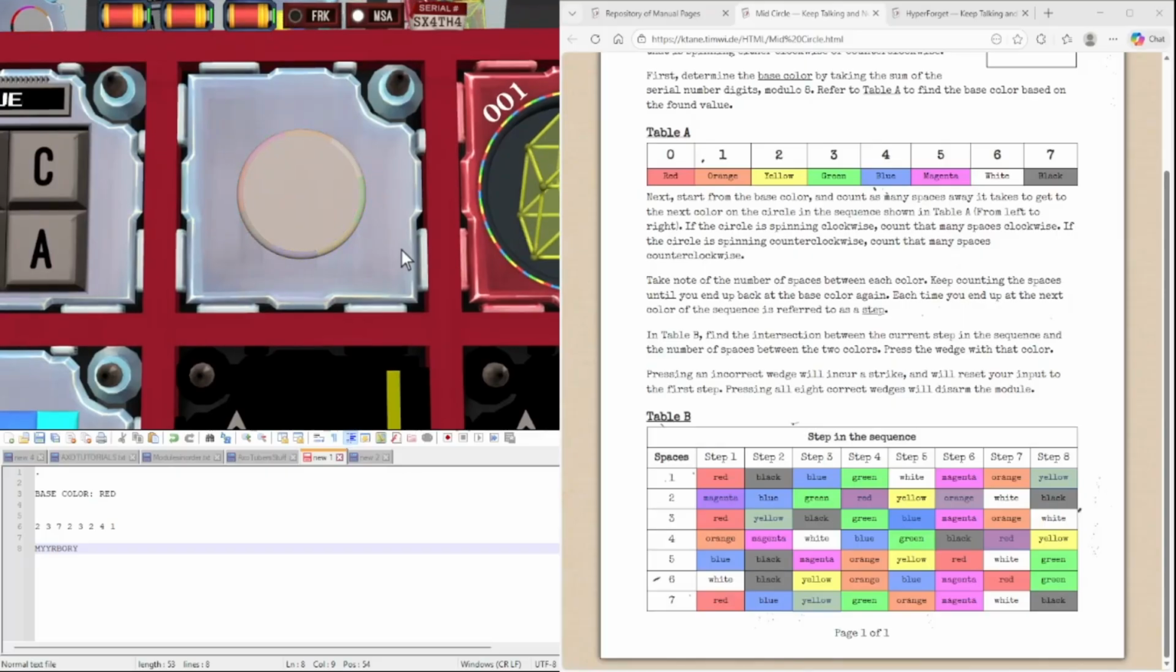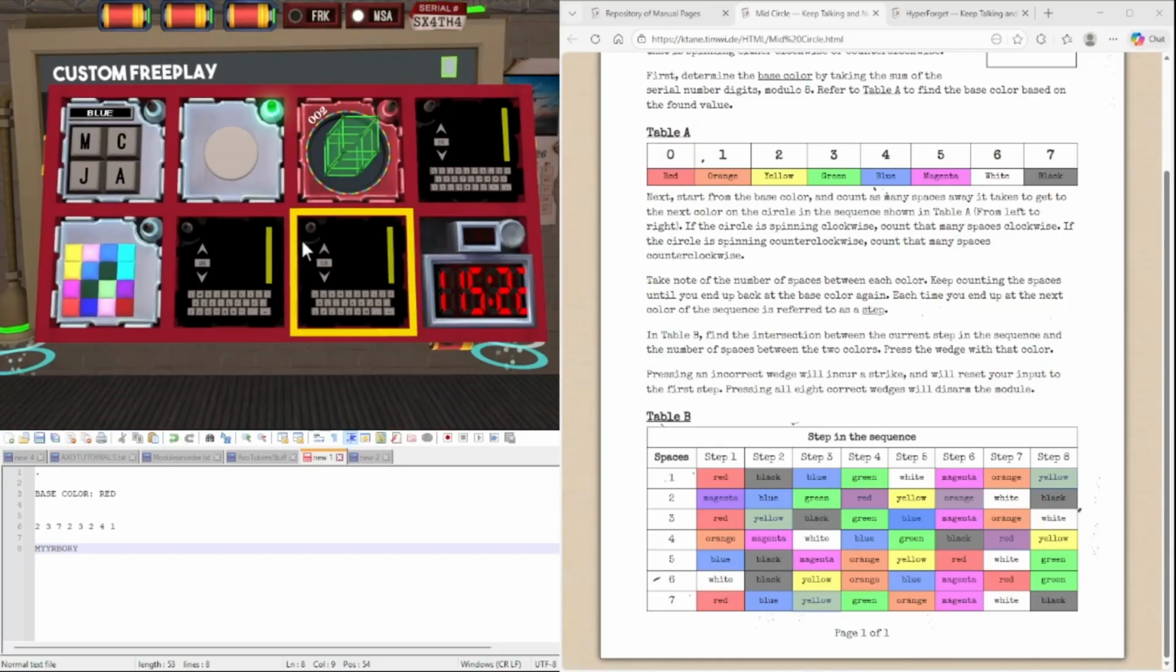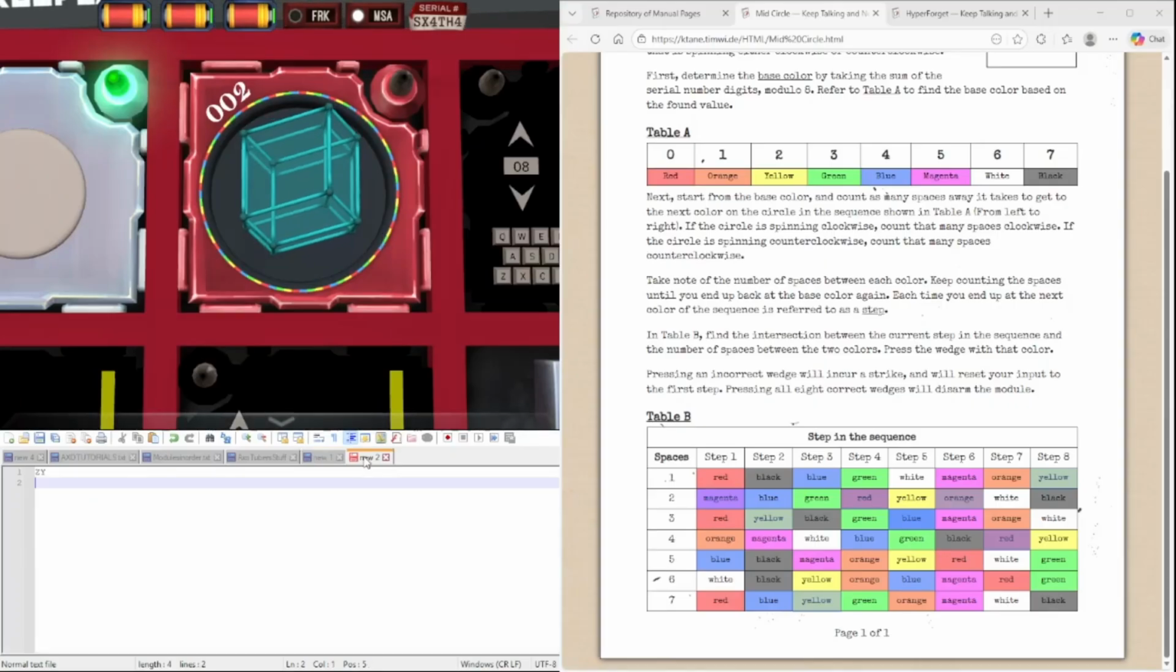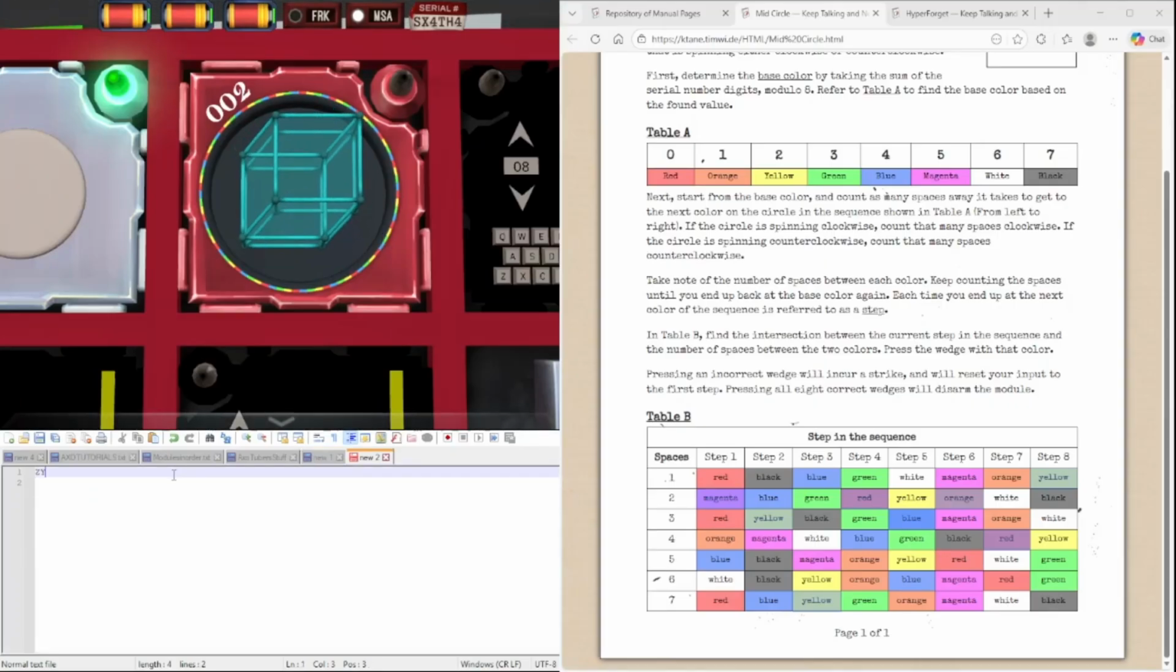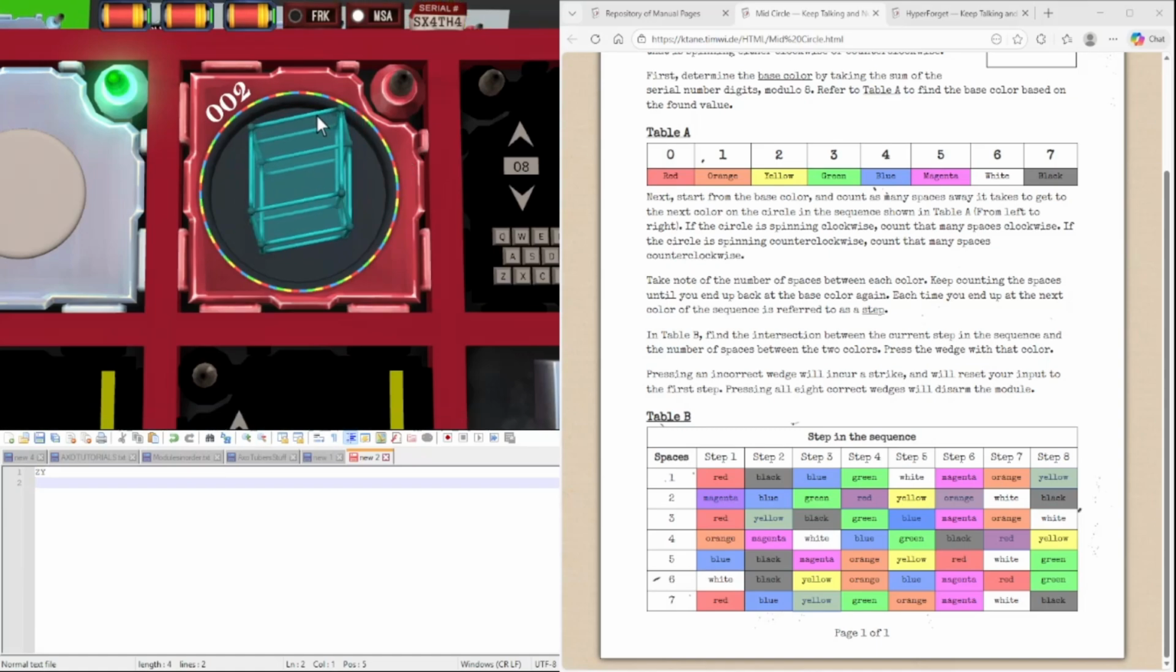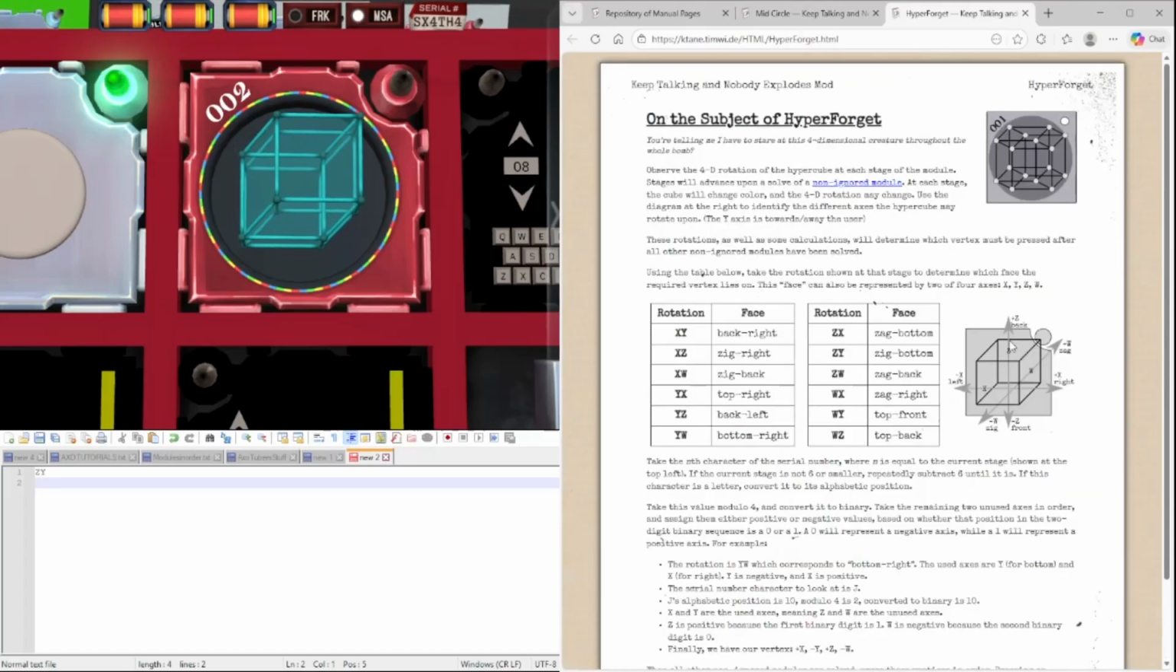Okay. That is positive X into positive W. Yeah. Positive X going to positive W.